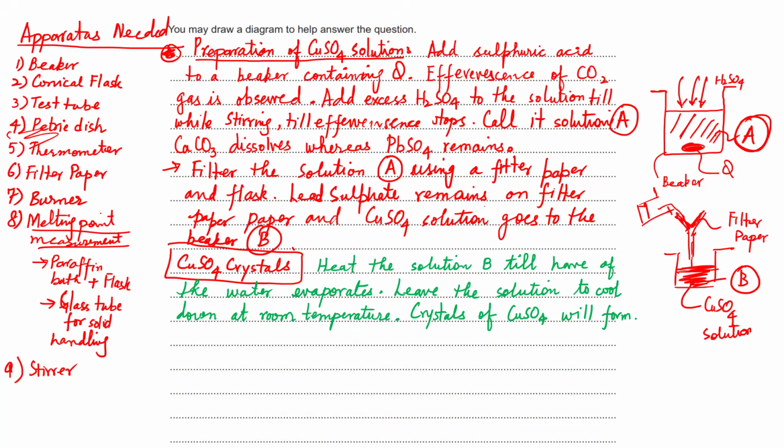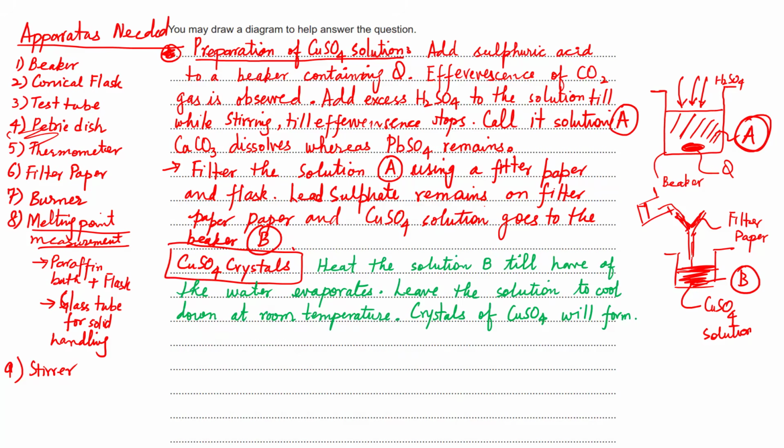Then pour the solution on filter paper. And you don't need to dry it because that will remove the water content as well. So that's it. That's how you get the crystals first.